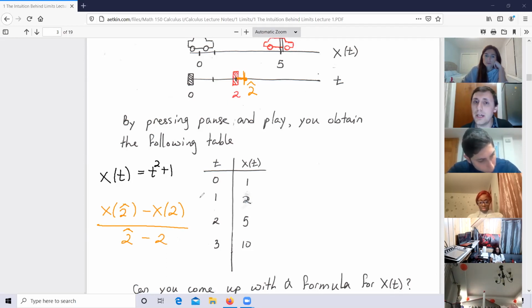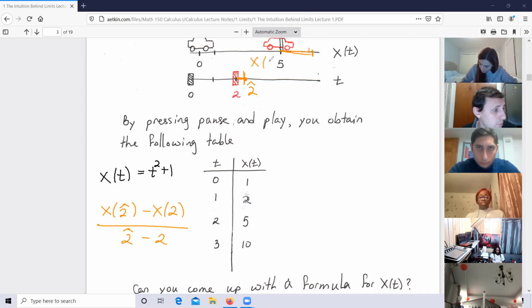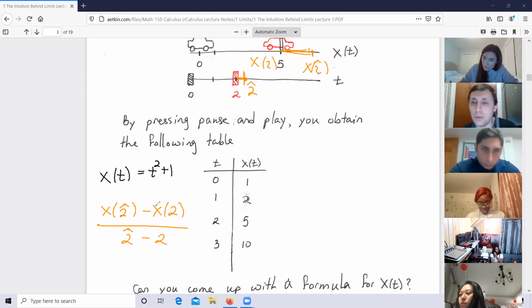Are you in agreement with me, guys? This is the change in position. That's the distance that was covered, right? So the distance that was covered, maybe it would be this distance. I don't know, maybe that's the distance. This is x of 2, and maybe this is x of 2 hat. So we take the amount of distance we traveled and divide by the amount of time traveled, which is the difference between 2 hat and 2. You with me? Now, why is it a good approximation of the actual instantaneous velocity?